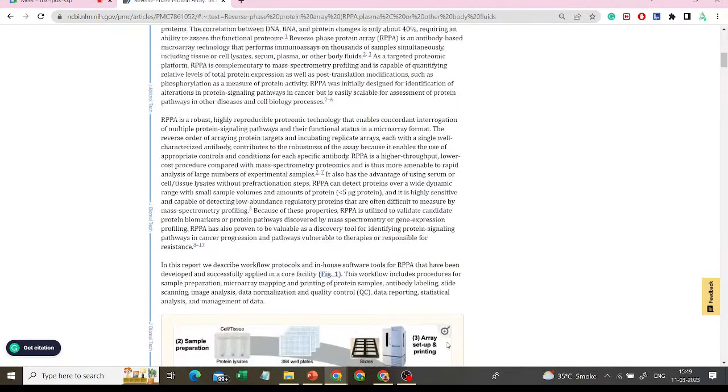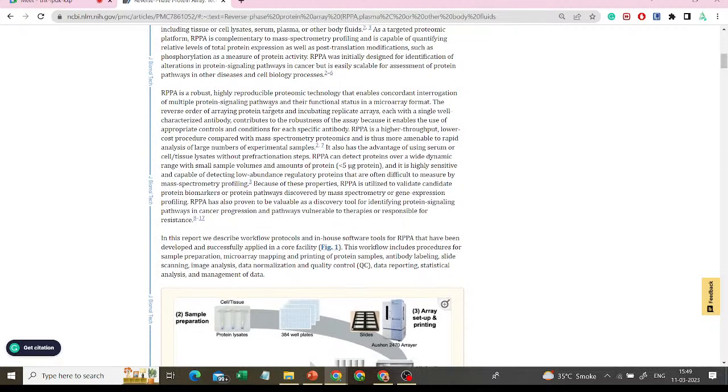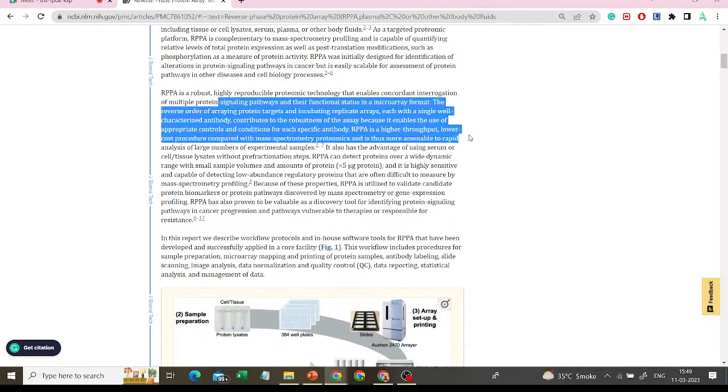Okay, so RPPA is robust and highly reproducible, so that's why I gave that reference, to show how people have shown that it can be reproducible. That enables interrogation of multiple proteins and their functional status in the microarray format.